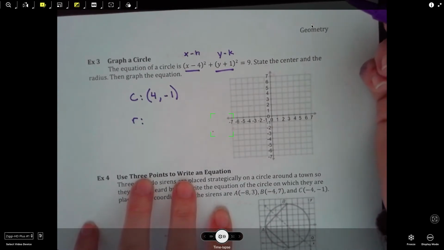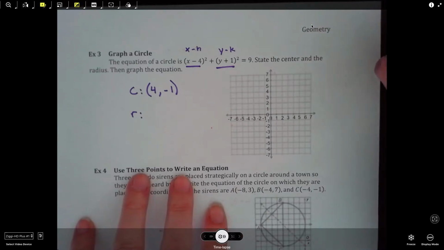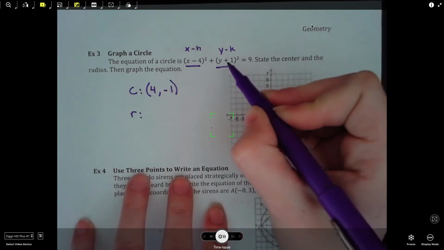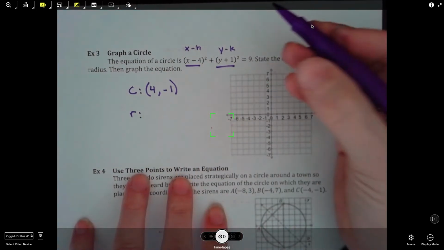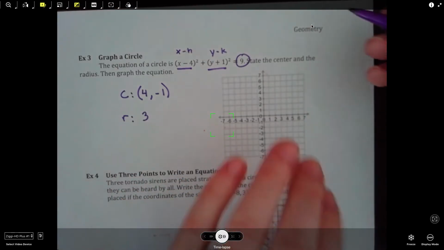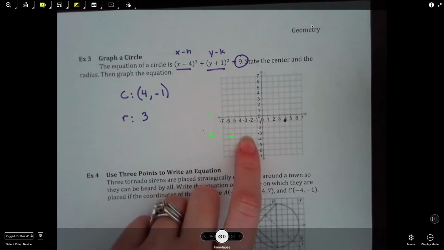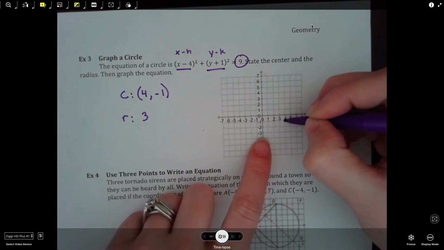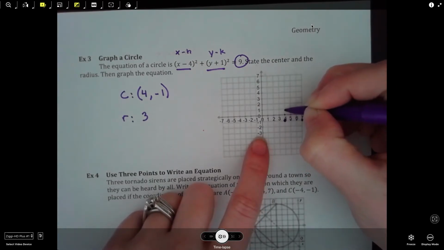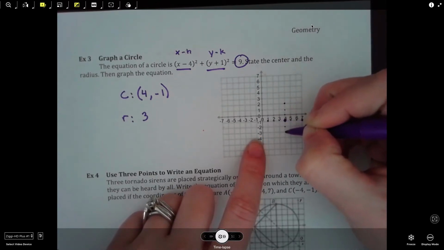Kind of like when we're doing transformations and left and right, negative actually means right and positive actually means left. That's kind of what this is doing here. So -4 actually means +4, +1 actually means -1. And then the radius, you look at this 9, you take the square root, and it is 3, right? So the center is 4, -1, that's this point right here. And if my radius is 3, here's the center, I'm going to go 3 units out. 1, 2, 3. I'm going to go 3 units in all directions. 1, 2, 3. 3 units to the left, and 3 units down.